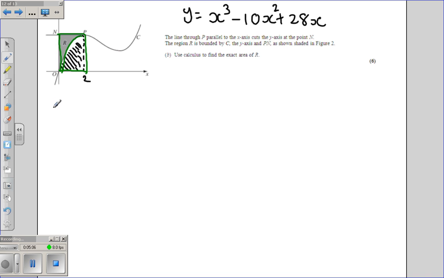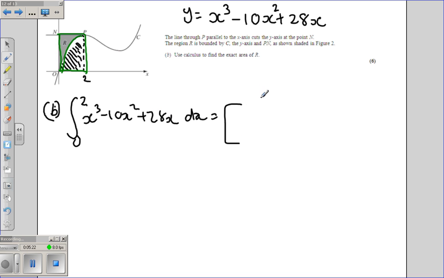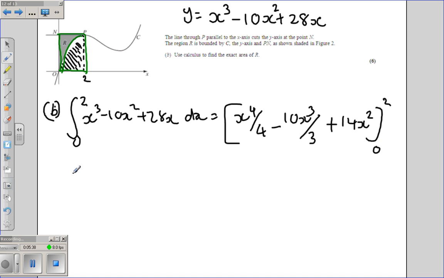So we're going to tell the examiner what we're doing. We're going to integrate between 2 and 0 because they're the limits of the area that we want. This thing here, x cubed minus 10x squared plus 28x with respect to x. And that is add 1 to the power and divide by it. So that's x to the 4 over 4, 10x cubed over 3, 28x squared over 2 is 14x squared. You don't need a plus c because we've got a definite integral. We're putting numbers in.